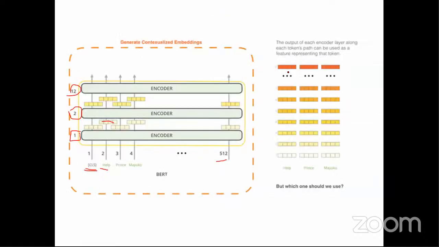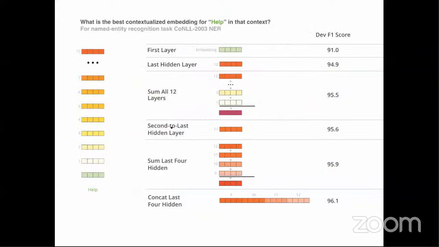People wanted to understand which layer gives good results, since we don't know that, so they came up with some verification: how each layer performs on the standard NER task. NER means named entity recognition. For the first layer alone, which you can call the embedding layer, the accuracy is 91. Once you add the second hidden layer, the accuracy is 94.8, so the second hidden layer has more impact, about a 4% improvement.